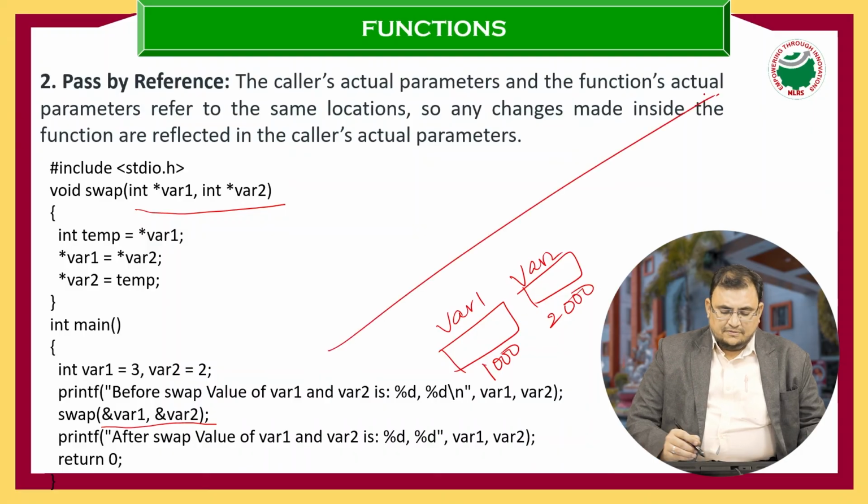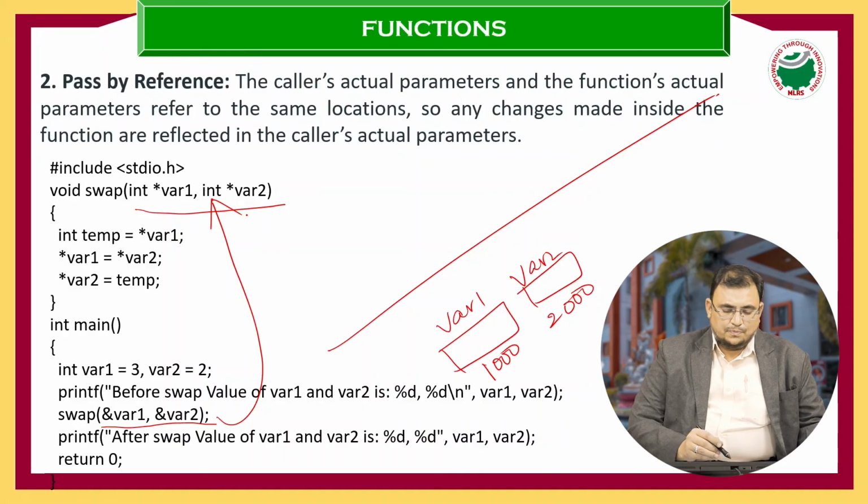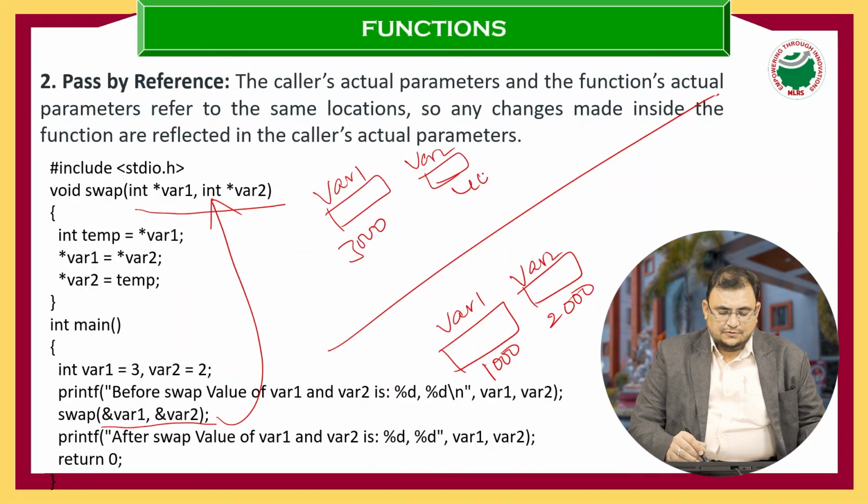When a call occurs, control goes here. Here you are using 2 pointers. One, variable 1, is the name of a pointer. Variable 2 is the name of another pointer. This address is 3000 and this address is 4000. You are passing the address of variable 1 and the address of variable 2. The address of variable 1 is 1000 and the address of variable 2 is 2000. Indirectly, they are pointing to these.